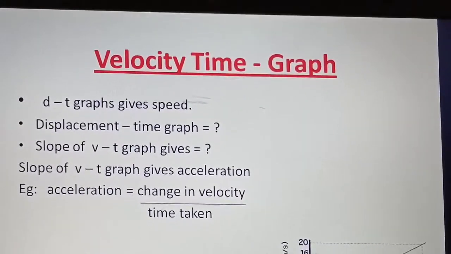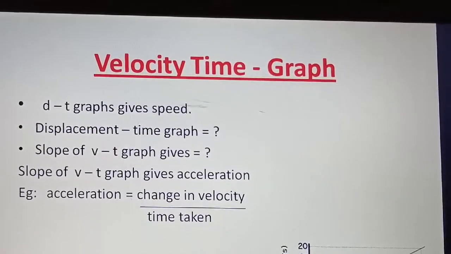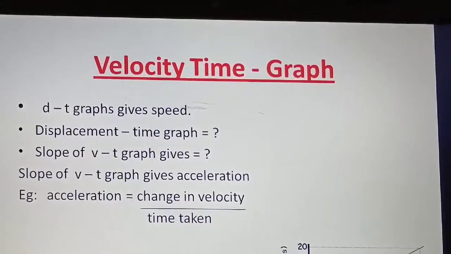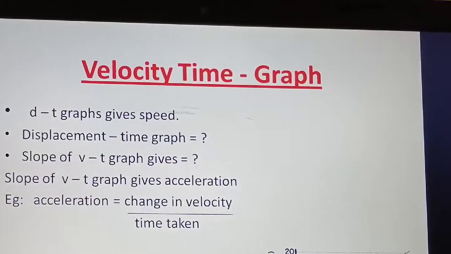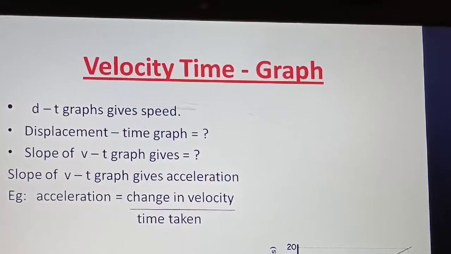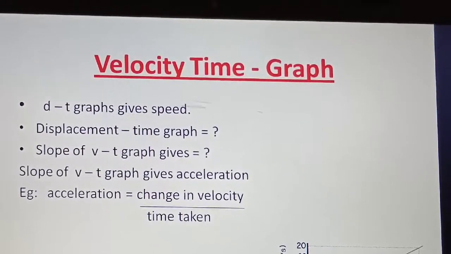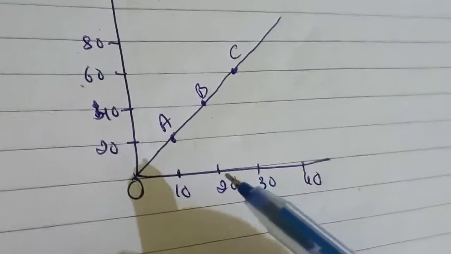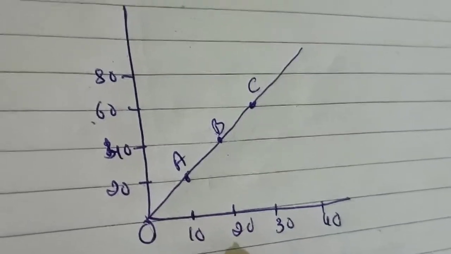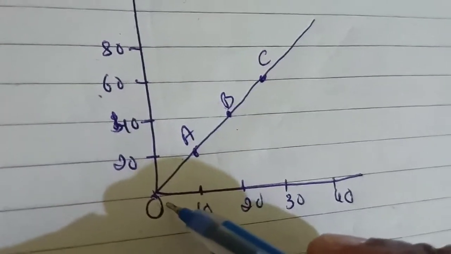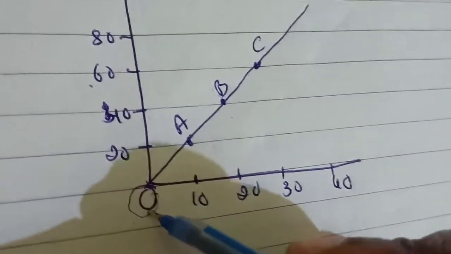And the slope of the velocity time graph will give you acceleration. So what is the formula of acceleration? Change in velocity upon time taken. So let's see this through an example. Now if you see here, consider this is an example. Now what happens here? A car moves from the origin, that is 0.